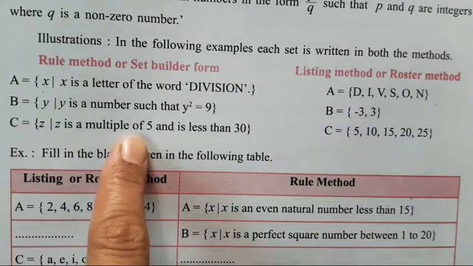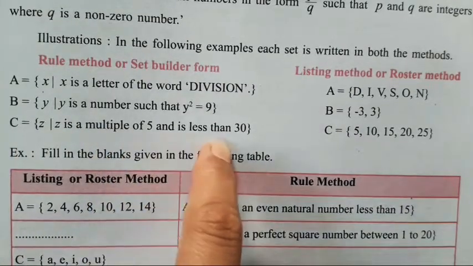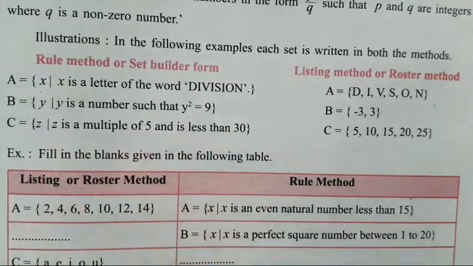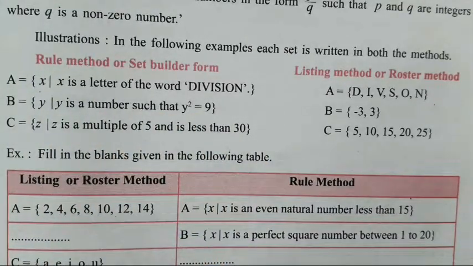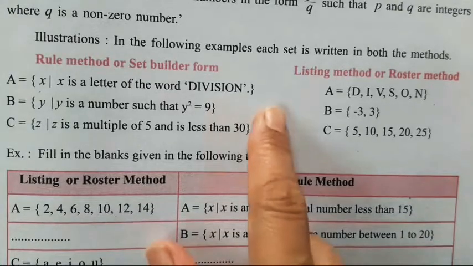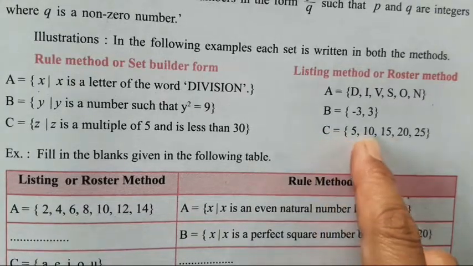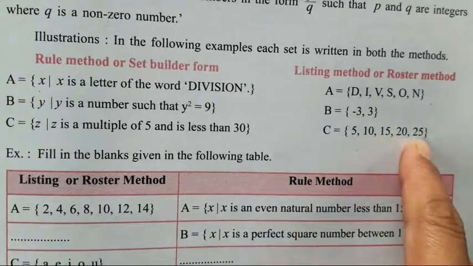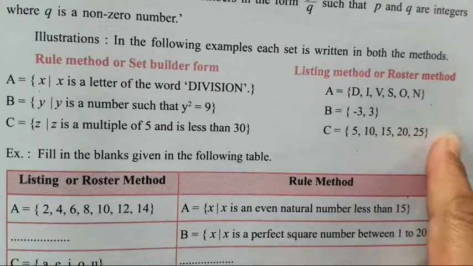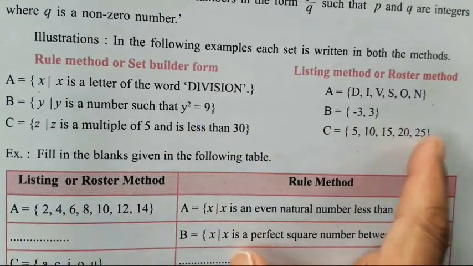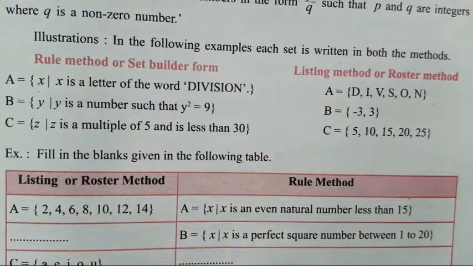Z is a multiple of 5 and is less than 30. Okay, multiples of 5 means you have to write the table of 5. It is very simple. Multiple of 5 and less than 30, meaning the answer should come within 30. It is going to be the multiples of 5. See, 5 ones are 5, 5 twos are 10, 5 threes are 15, 5 fours are 20, 5 fives are 25, 5 sixes are 30 is going to come. So they have said less than 30. So 25 we have to take. Okay, not 30. Got it?